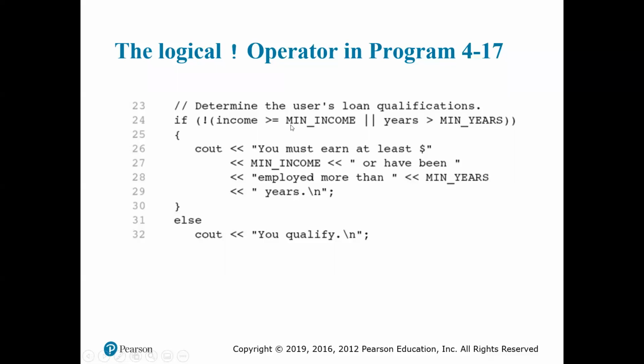So if you haven't had an income of greater than or equal to the minimum income, or you haven't had more than the number of years that you have, then it's going to say this. Otherwise, if you have, then it wouldn't match this and you qualify. So it's just a different way of thinking about it. It takes a minute to think about that though. What's the opposite of that?